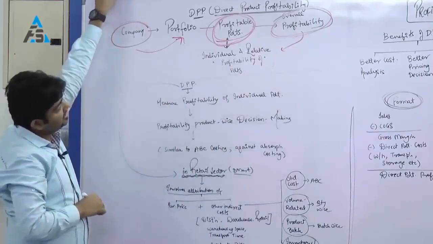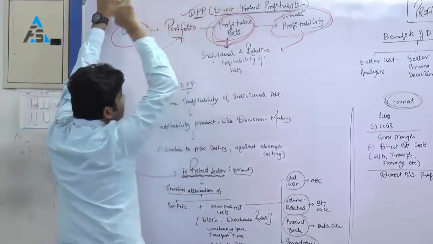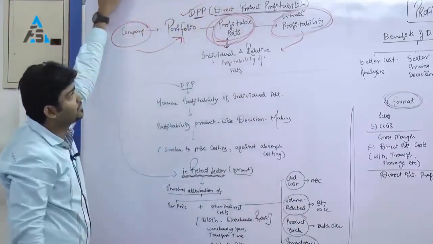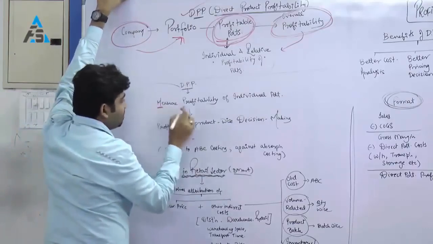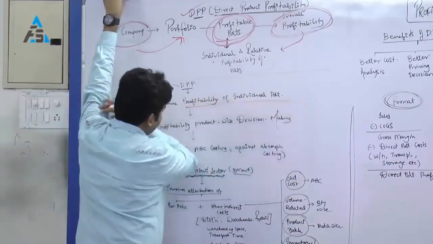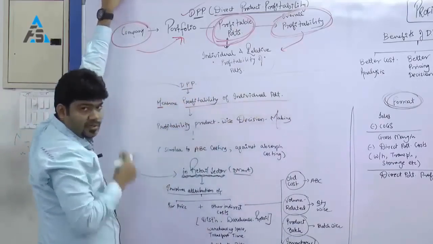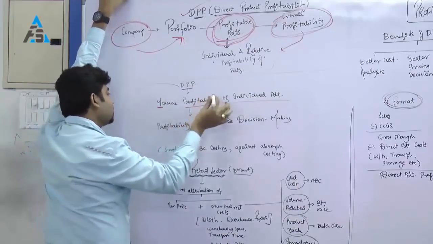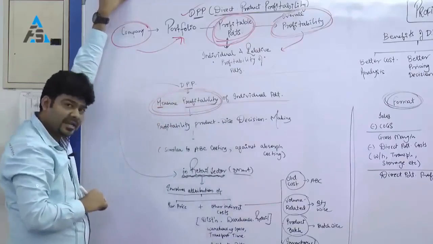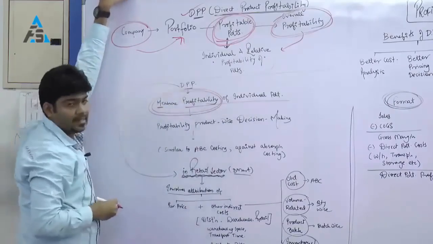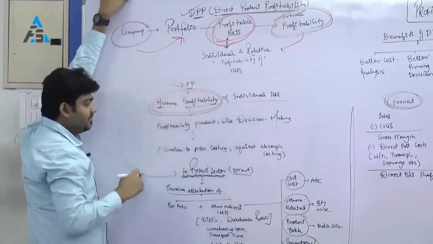So if individual and relative profitability of products is to be seen, then we use the methodology of DPP, direct product profitability. Now what is DPP? It is a measure of profitability, used to measure profitability of individual products. So जो भी individual products हैं, उसका profitability अगर मेरे को measure करने का है, then in that case I will use DPP. ठीक है? So individual product का profitability measure करने का है, that is what DPP is.